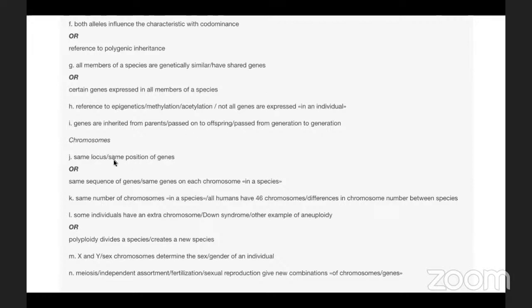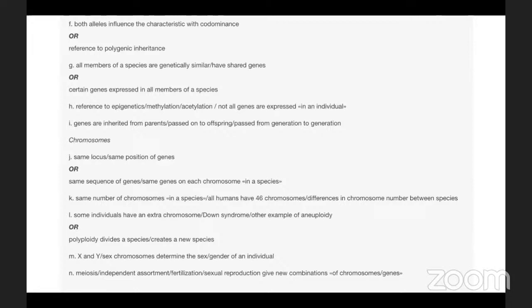Kena cerita chromosome, definition of chromosome. Ialah same loci, same position of genes. Dekat dalam chromosome tu, kena ada same locus of position of genes. So we have same number of chromosomes in a species. So, contohnya human 46. Dia cerita pasal chromosome tu apa. And for some reason dia accept juga yang some individual ada extra chromosome and that leads to Down syndrome.